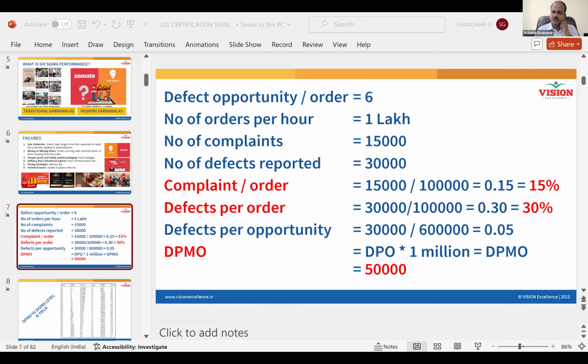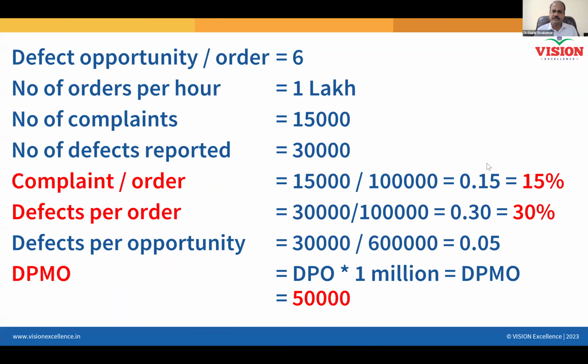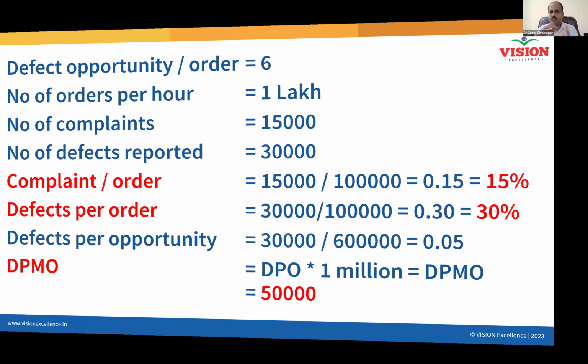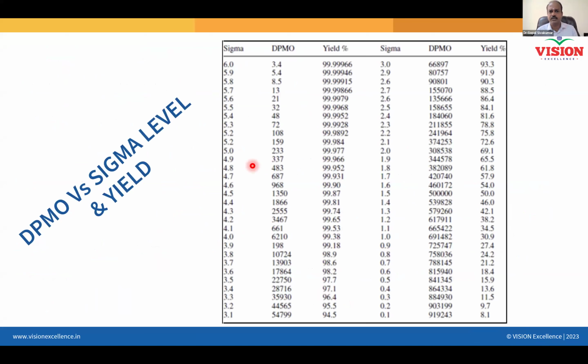All right. So now I'm just continuing with my presentation. This DPMO calculation you have understood, and with the help of the Excel template, you can handle any situation. You can calculate DPMO, convert that into sigma level and convert that into yield. All possibilities are there. Okay.